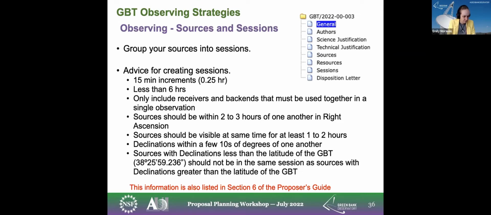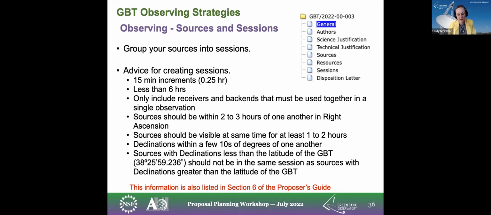And sources should be within about 2 to 3 hours of one another in RA. And that just helps schedulability. And sources should be visible at the same time for at least 1 to 2 hours. That also helps schedulability. And you want the declinations to be within a few tens of degrees of one another. So what I personally do is I usually just group my sources by RA and Dec, within 2 hours of each other, et cetera.